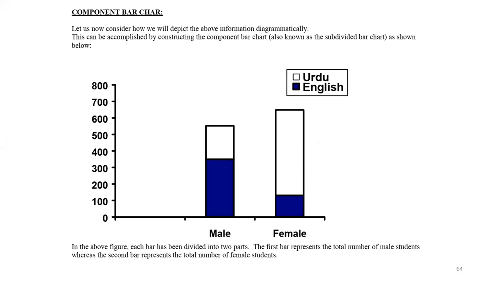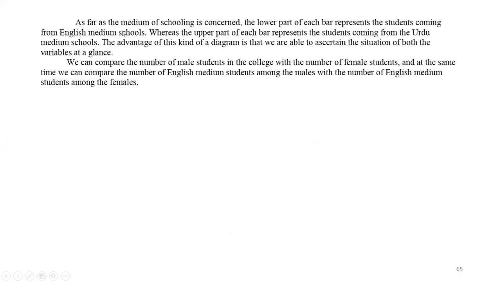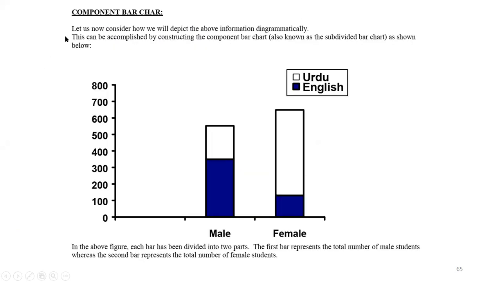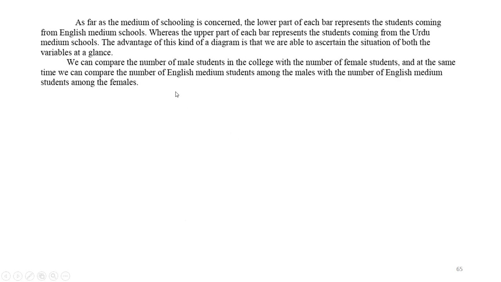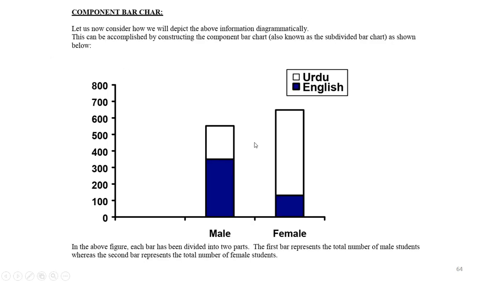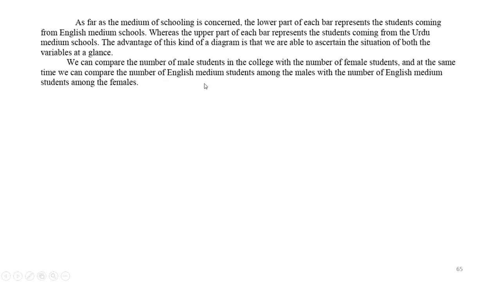In both colors, male and females have also been added. This is the component bar chart. As far as medium of schooling is concerned, the lower part of each bar represents the students coming from English medium schools. The lower part, the male and female in blue color, shows students coming from English medium schools, whereas the upper part of each bar represents the students coming from Urdu medium schools. This upper part is showing students coming from the Urdu medium schools.